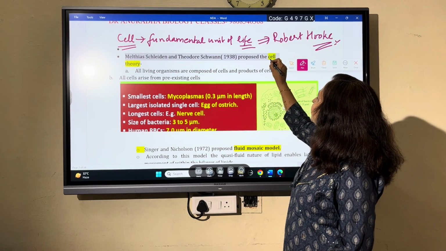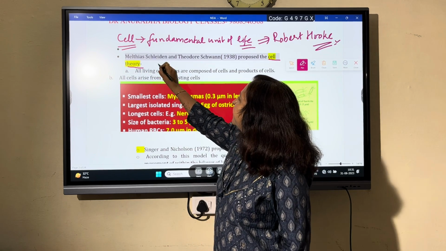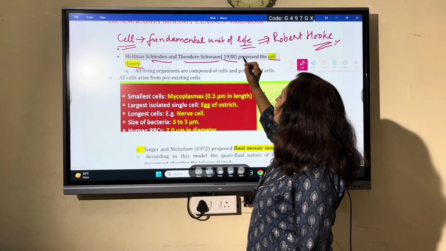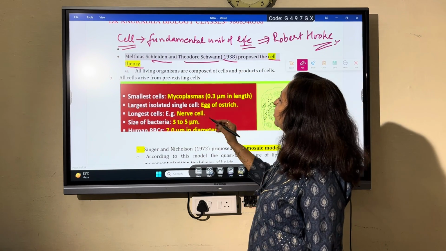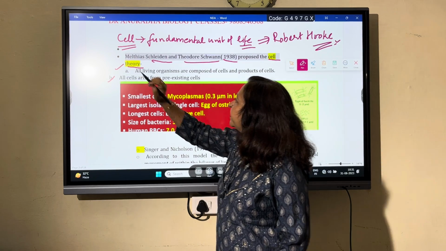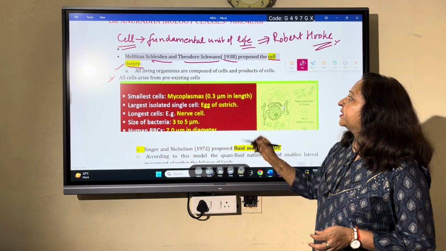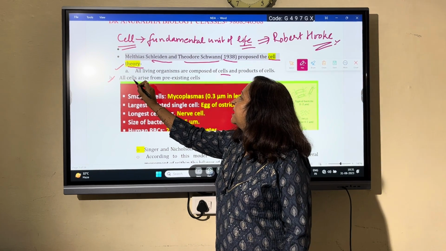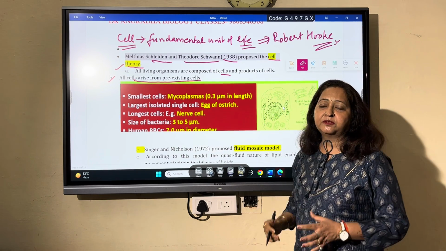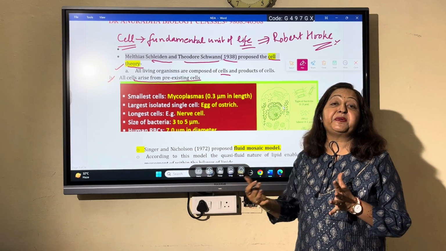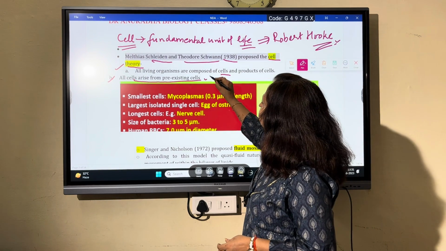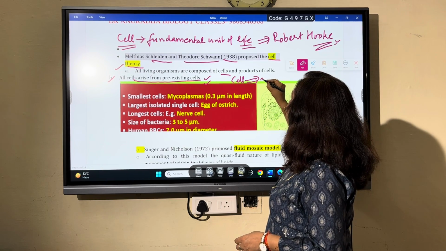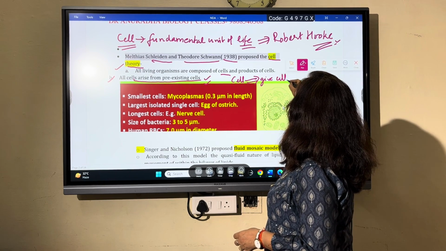Now, cell theory is important. Cell theory was given by two scientists, Schleiden and Schwann, in the year 1838. This cell theory gave two important points. First, all the living organisms are composed of cells and they are products of cells. And all these cells arise from pre-existing cells. That means cells were already there and these cells give rise to other cells.